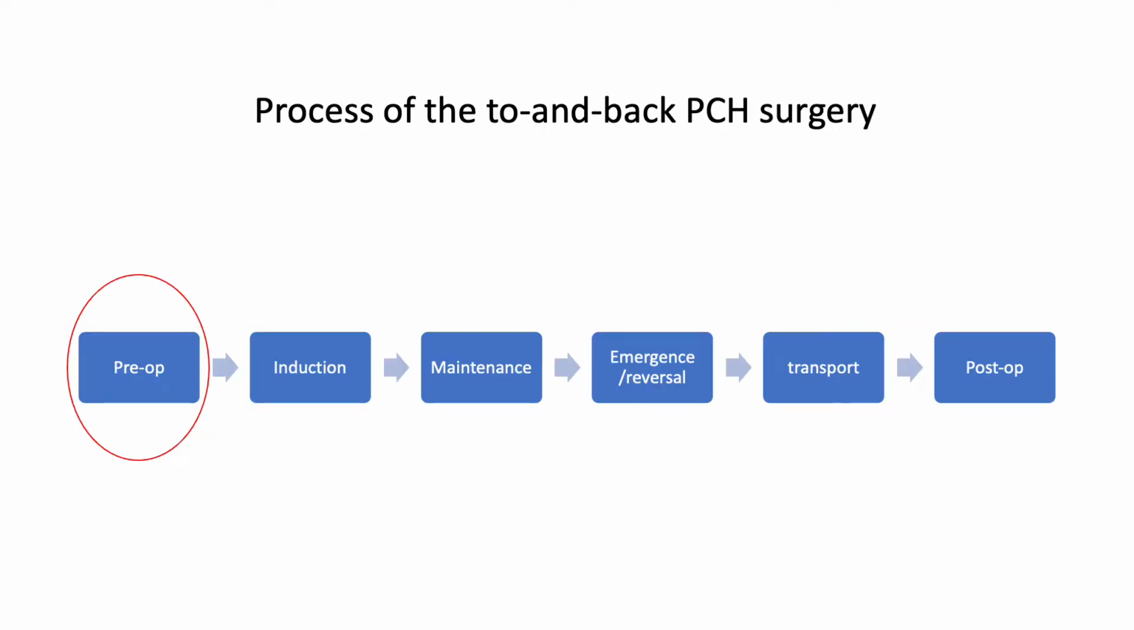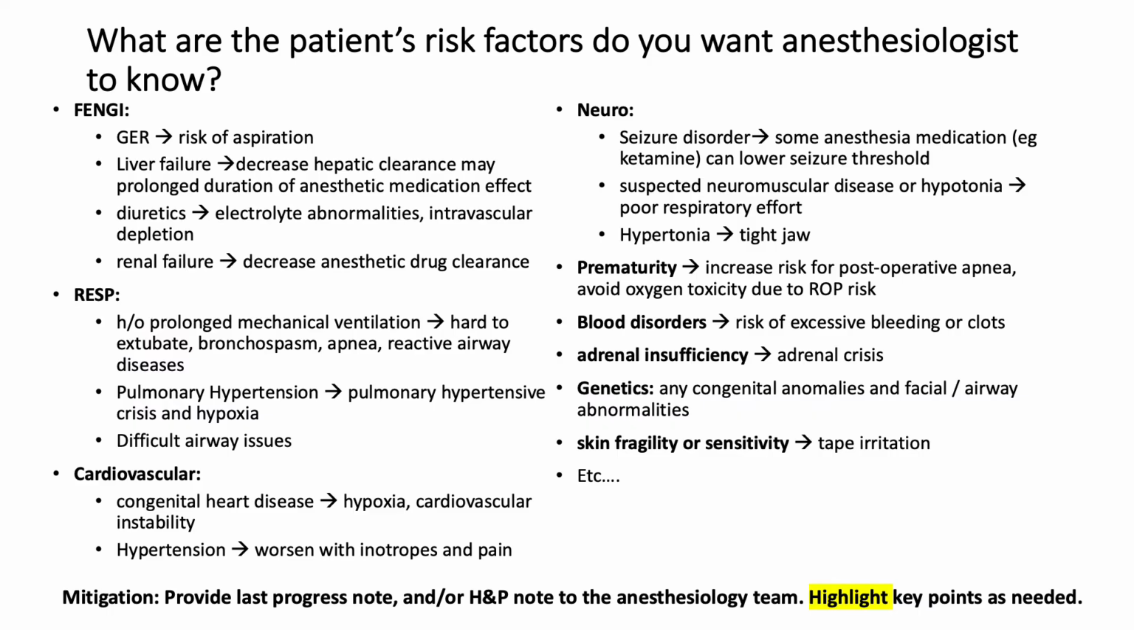This is the schematic of the process for those surgical cases where the patient goes to Primary Children's Hospital and comes back to our unit for recovery. Step 1, pre-op. What are the patient's risk factors you want the anesthesiologist to know?